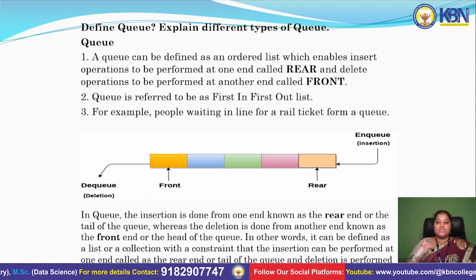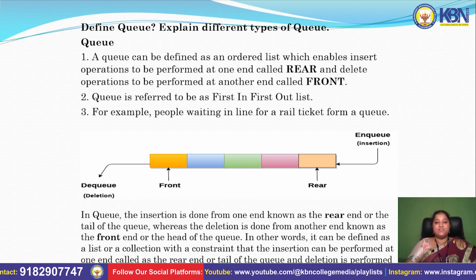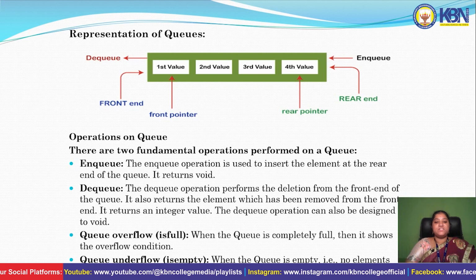In this diagram we can see enqueue, that is insertion, and dequeue, that is deletion, at the front and the rear. These are the one-end operations. What is the representation of a queue? This is the representation of a queue. We can insert values 1, 2, 3, 4, with a front pointer and a rear pointer at the two ends.